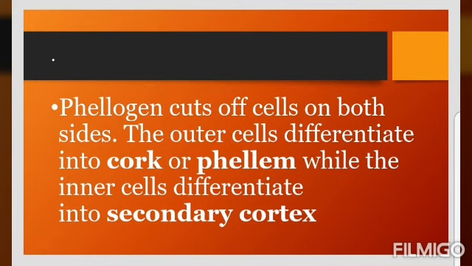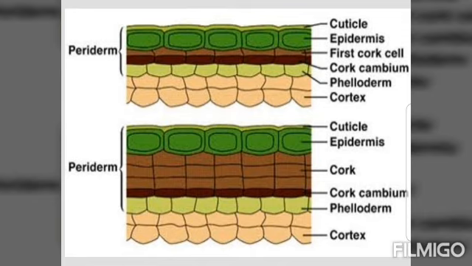It is made up of narrow, thin-walled, nearly rectangular cells. Phellogen cuts off cells on both sides. On the outer side, it differentiates into cork or phellem, while the inner cells differentiate into secondary cortex or phelloderm. The cork is impervious to water due to suberin deposition in the cell wall. The cells of secondary cortex are parenchymatous. Phellogen, phellem and phelloderm are collectively known as periderm.